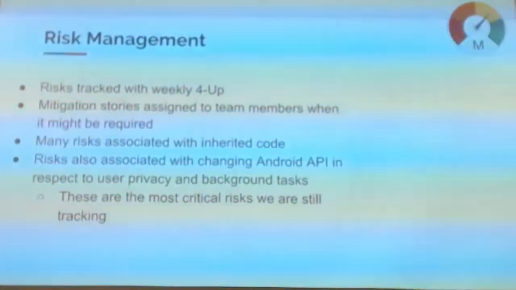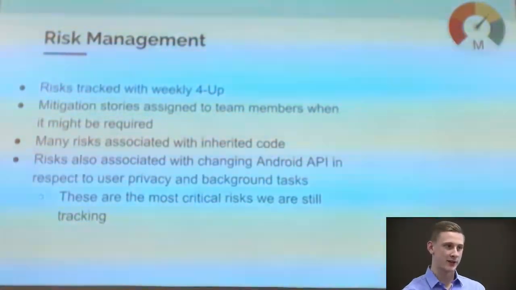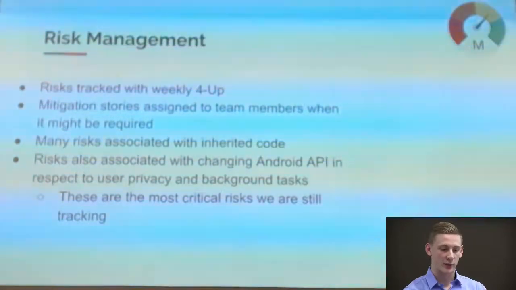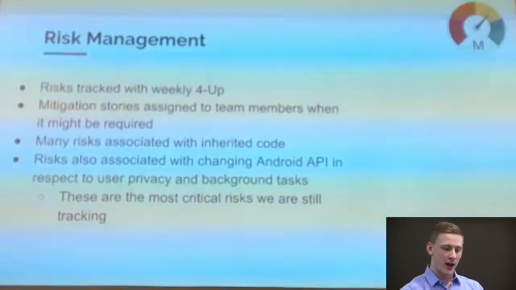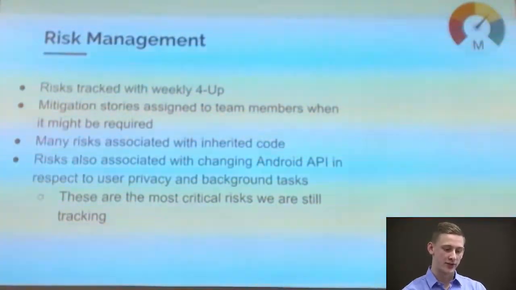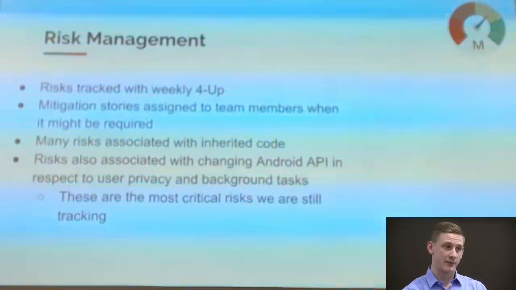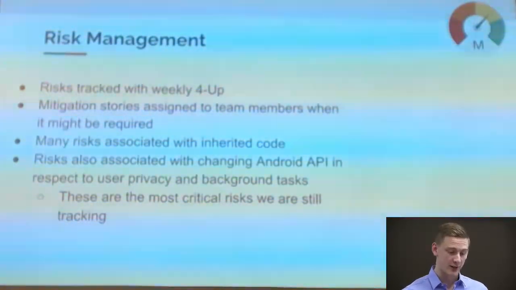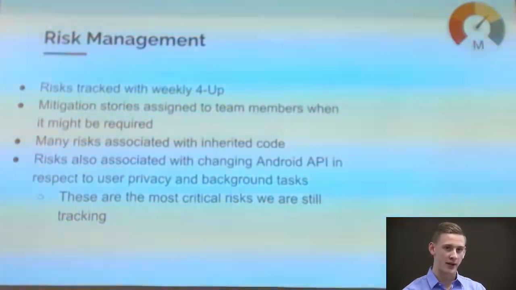Risk management. So again, I'm going to keep going back to we inherited this project, and with that came a lot of issues. So we looked into the issues we could and assigned mitigation tasks to address those. And again, the change in the Android API could potentially destroy our project and make it no longer work. So we're looking into that, and that risk will never go away. So we need to continuously track that and keep an eye on it.